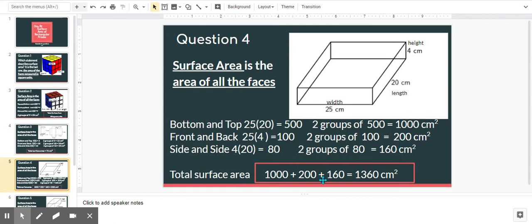So I wrote it out here this time. Total surface area, 1,000 from the top and the bottom, 200 from the front and the back faces, and 160 from the 2 side faces. So adding that together is 1,360 centimeters squared, or square centimeters. That's the total surface area of all 6 faces on this rectangular prism.